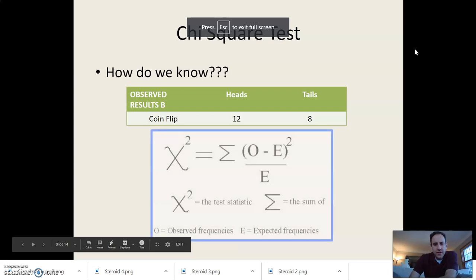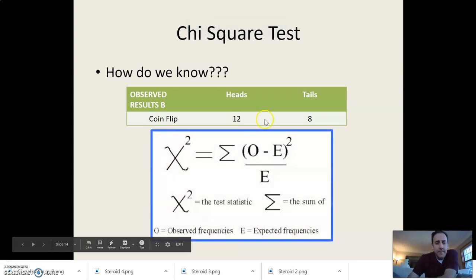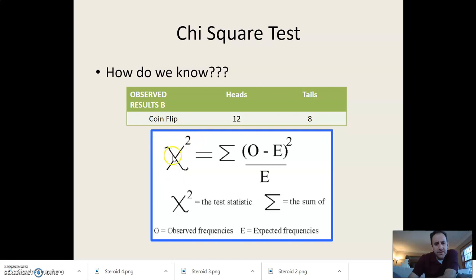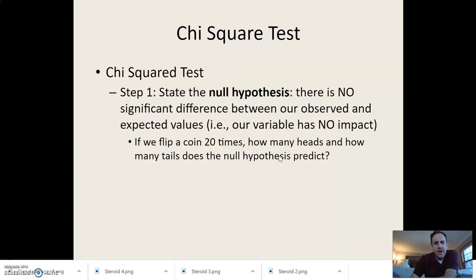So there's the equation, and it looks intimidating and freaky. The x with the square, this is the Greek symbol chi, and then it's squared like that. This means the sum of, and then O is observed values, and E is expected values. Okay, so how do we break this down? So step one in using the chi-square test, you're going to state what is called the null hypothesis. The null hypothesis always means there is no significant difference between our observed and expected value. In other words, our variable has no impact at all.